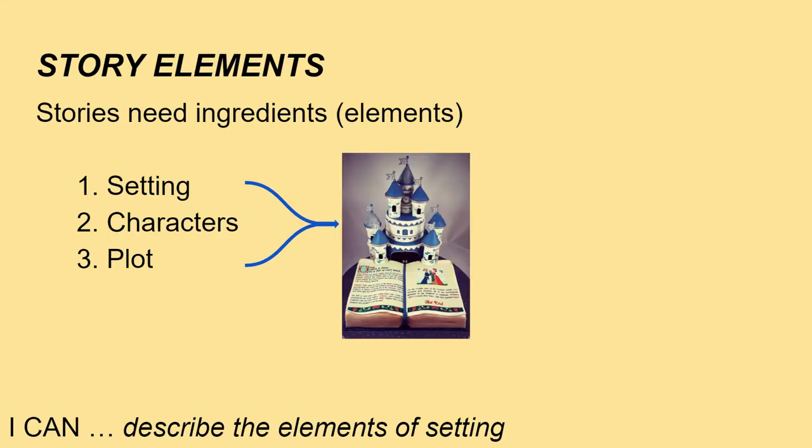When you tell a story, there are certain elements that need to be there. You can kind of think of them as ingredients. If your story was a cake, it would need these different ingredients in order for the cake to rise or to have flavor or things like that. So, over the course of the next couple weeks, we're going to look at setting, characters, and plot. Today, we're going to focus on setting.